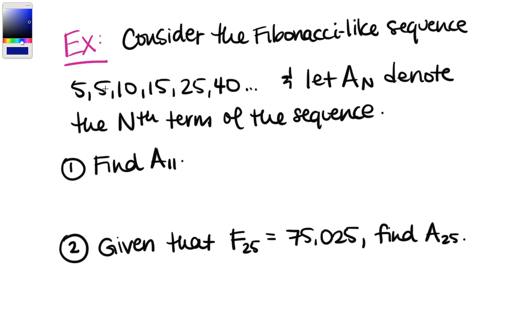It starts with 5 and 5. We add those to get the next one, which is 10, and then we add 10 and 5 to get 15. 10 and 15 gives us 25, and so on. Okay, so same idea behind Fibonacci, we just pick a different starting place.